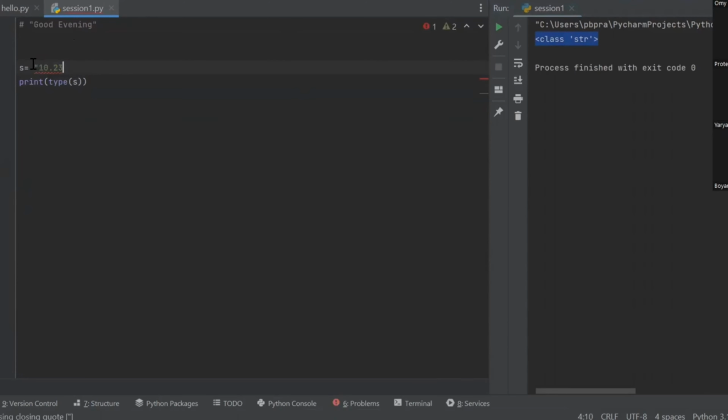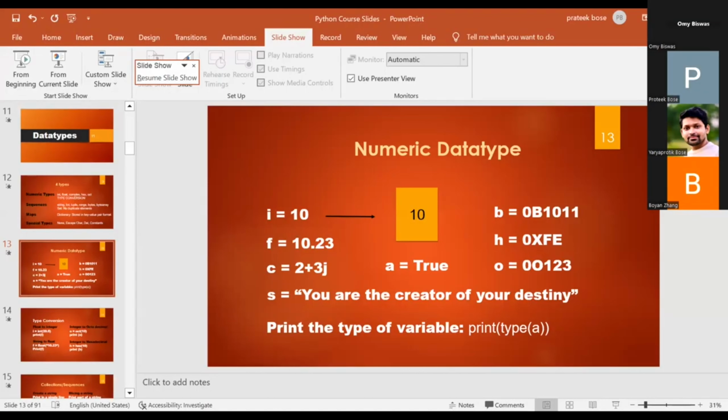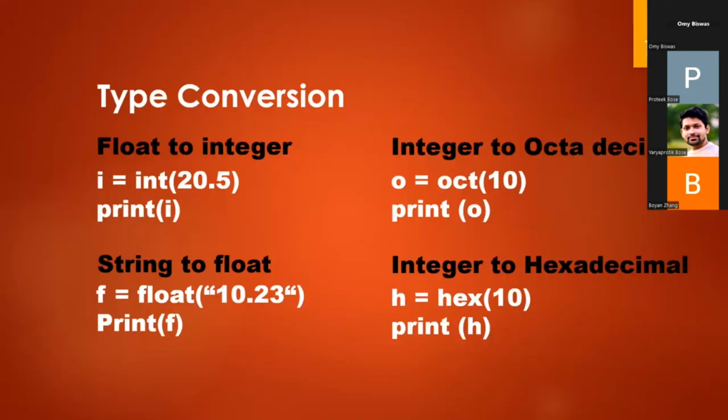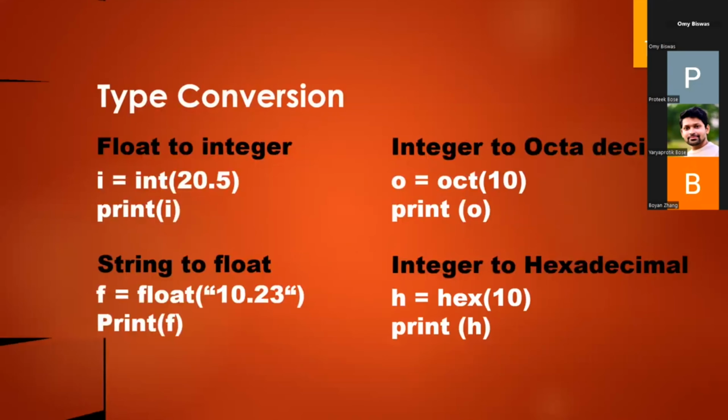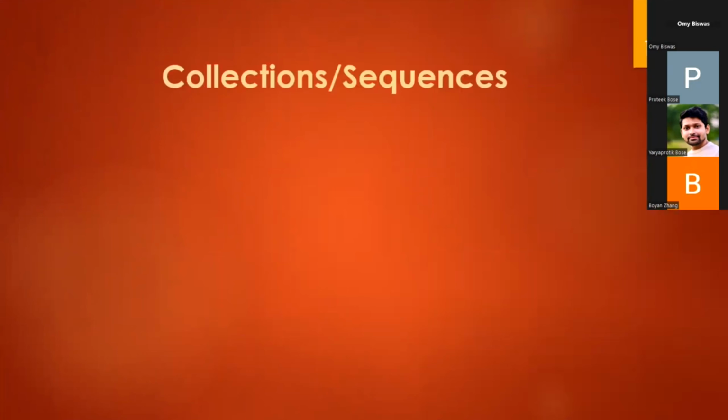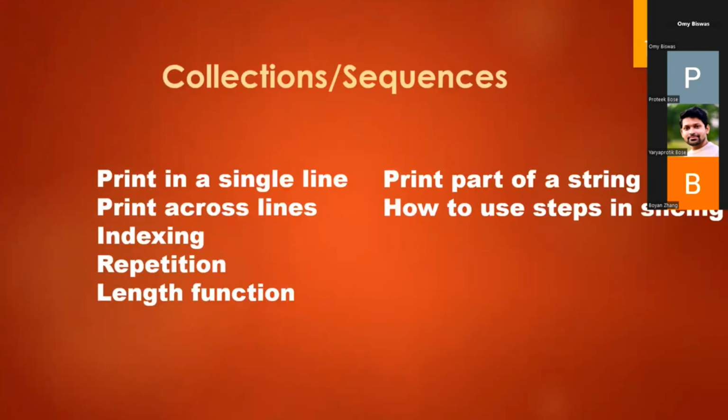Now if I remove the double quotes and just write it like this, it will consider it as float. You can see this is considered as float. So what Python does is it automatically detects the data type at runtime. That is why it is known as an interpreted language. So we have gone through type conversion and data types. Then we'll move on to the next topic, that is collections and sequences.